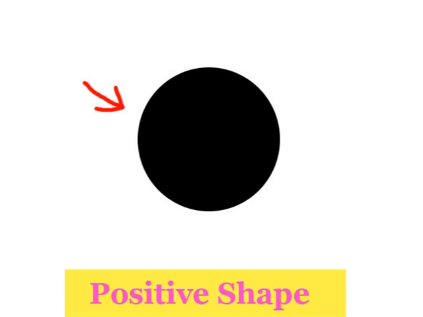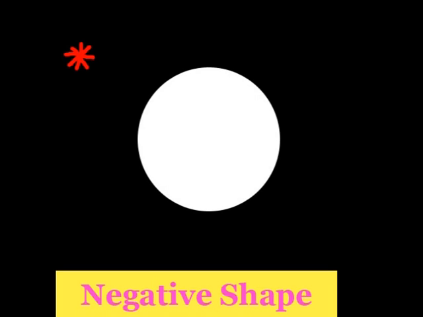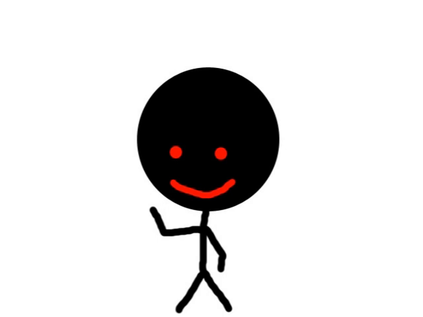For every positive shape on a picture plane, there exists an inverted or negative shape. This shape is meant to recede and is referred to as the background. The relationship between positive and negative shapes can also be referred to as the figure-ground relationship.